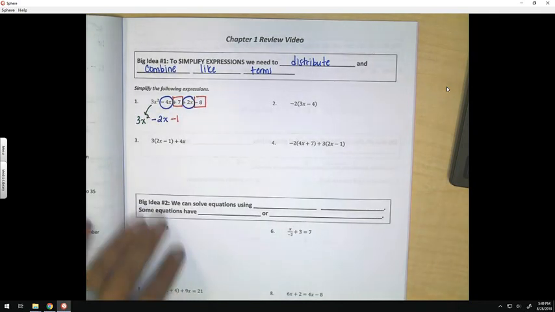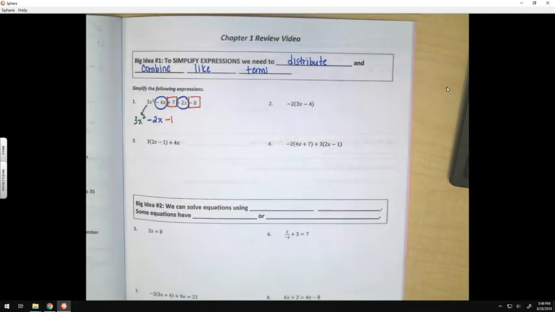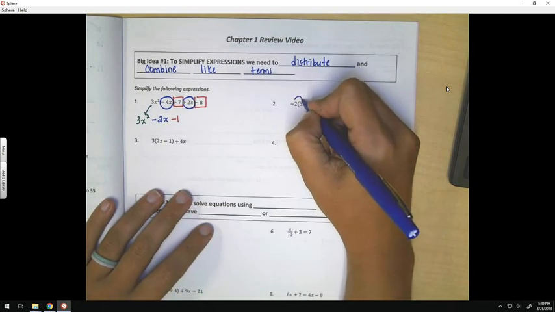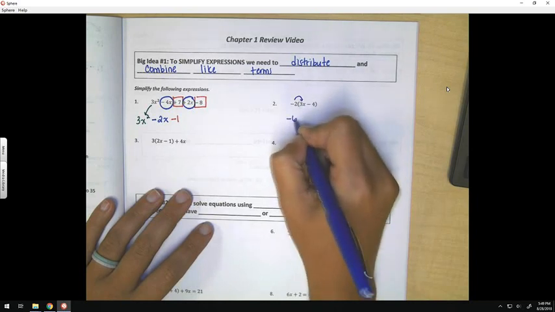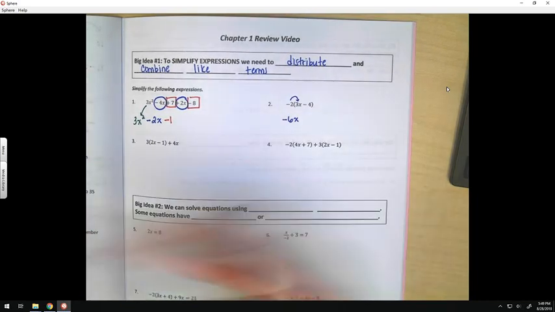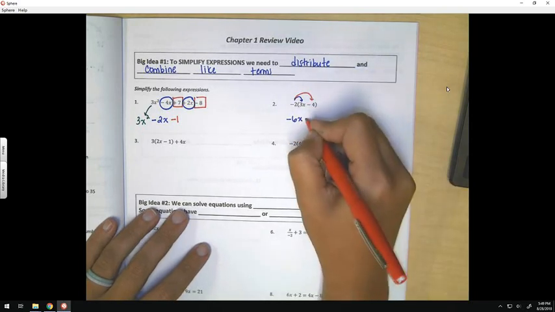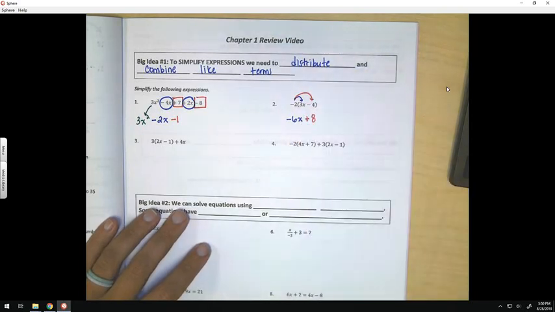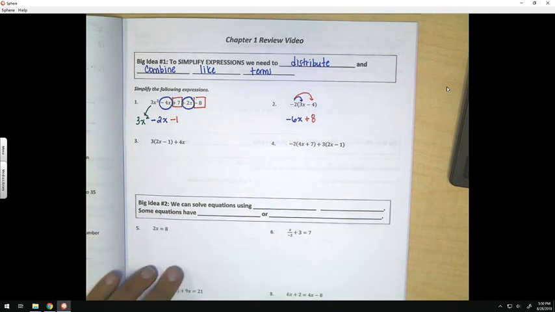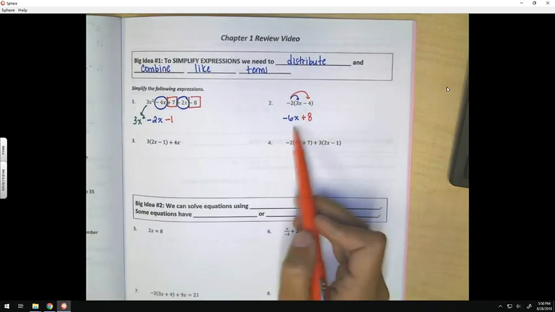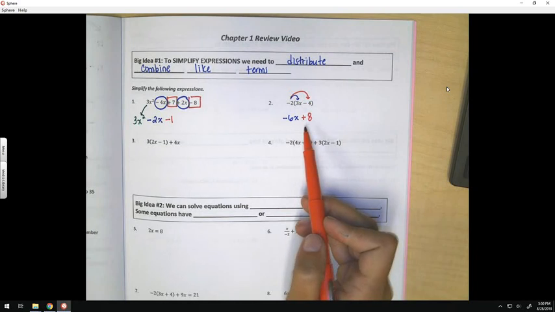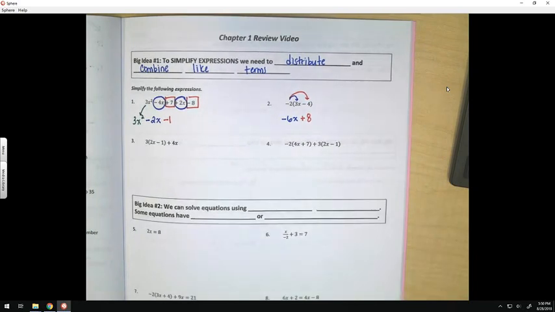and that would be my final answer. For number 2, I'm going to go ahead and distribute because this time there are parentheses in this problem. So I'm going to do negative 2 times 3x, which is negative 6x. I'm also going to do negative 2 times negative 4, and since two negatives multiplied together make a positive, I would get positive 8. Now, neither of these terms is like terms with the other one, so that would be as simple as this answer gets.